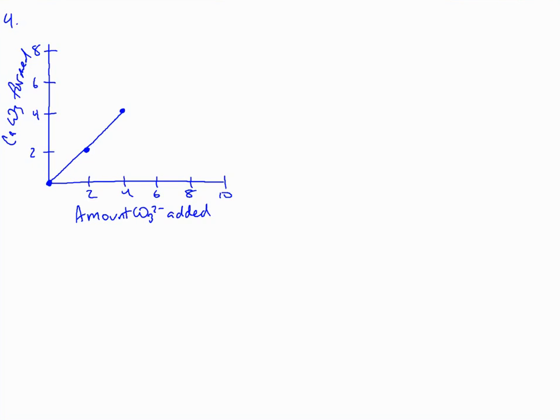But there's a point where we ran out of calcium, because we only had 4. So even though we added 6 carbonates in the next trial, we only had enough calcium to make 4 calcium carbonates. And so the graph takes a turn to the horizontal. And then in the next trial, we had 8. Same thing. We were only able to make 4 of the product because we ran out of calcium.